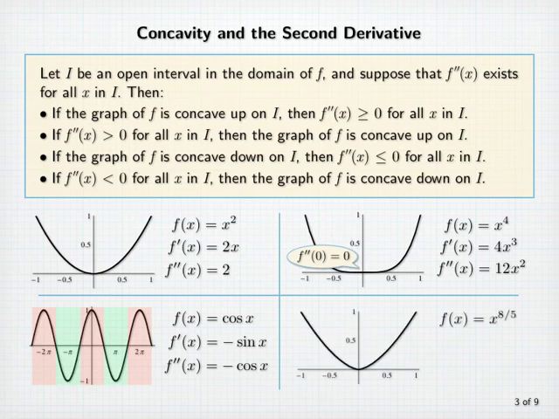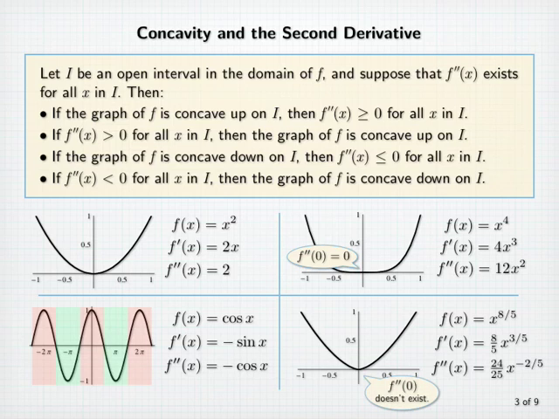Now let's look at f of x equals x to the 8/5 power. The first derivative is 8/5 times x to the 3/5, and the second derivative is 24 over 25 times x to the minus 2/5 power. The graph of f is always concave up because f prime of x is always increasing. Yet f double prime of 0 does not exist.